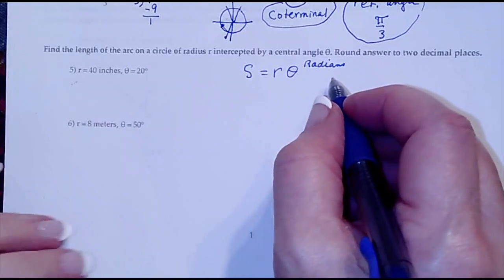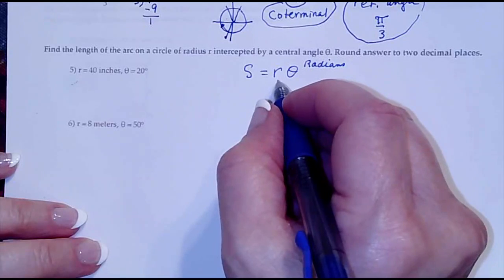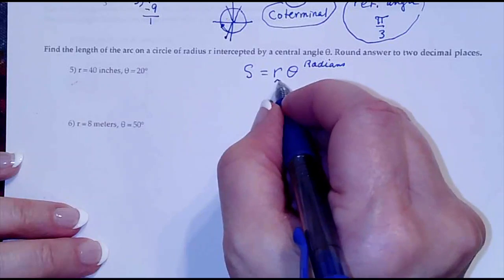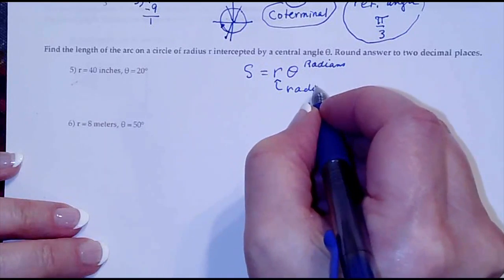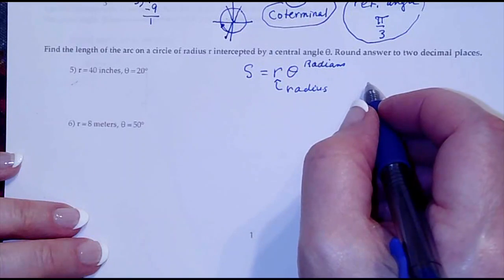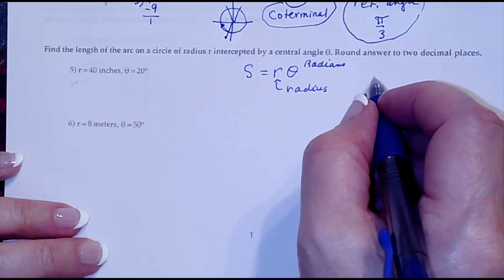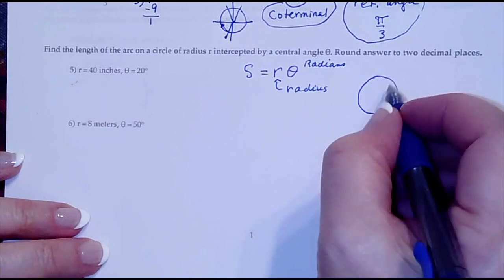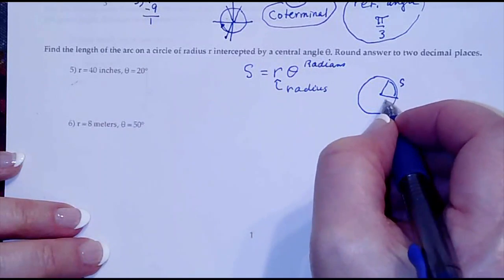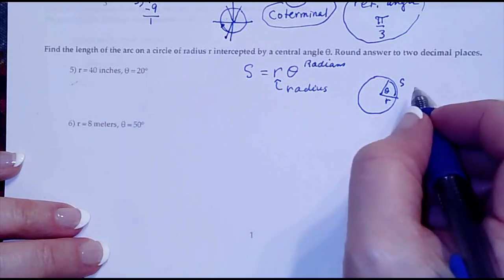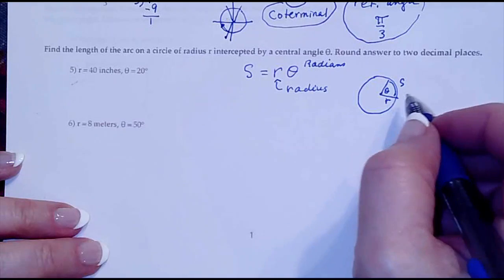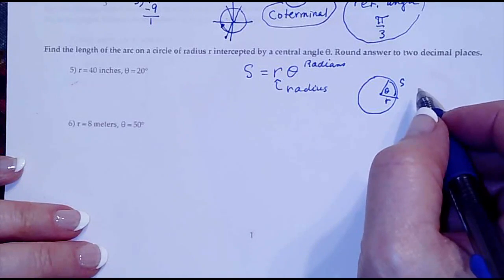The other thing we have to watch for is that a lot of times on these problems when they're doing arcs, instead of giving you the radius of the circle, what they give you is the diameter of the circle. So this R stands for radius. But if they give you the diameter, that is twice the radius, right? It's all the way across the circle. So they've got an arc cut off by a central angle. So this is my S, this is my R, and here's my theta. So we want theta to be in radians, and we want R to be the radius instead of the diameter.